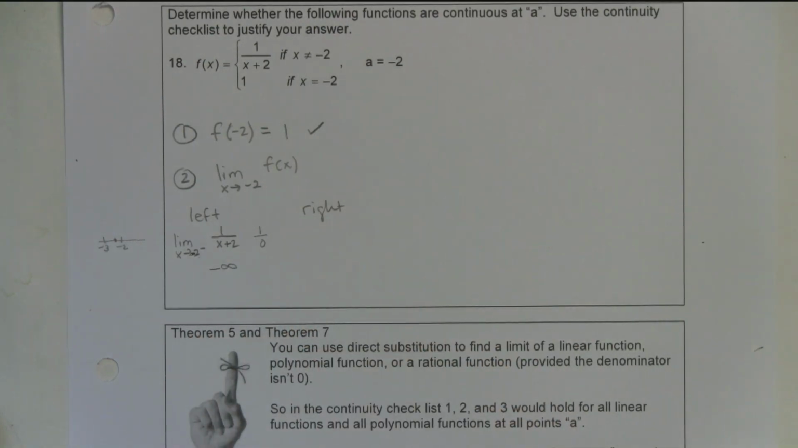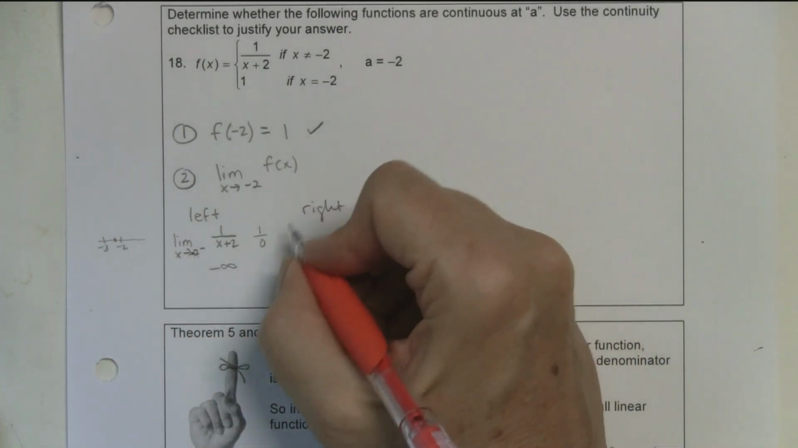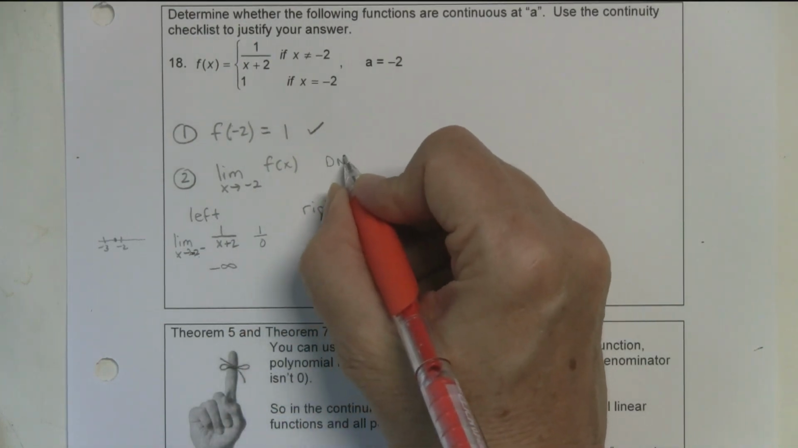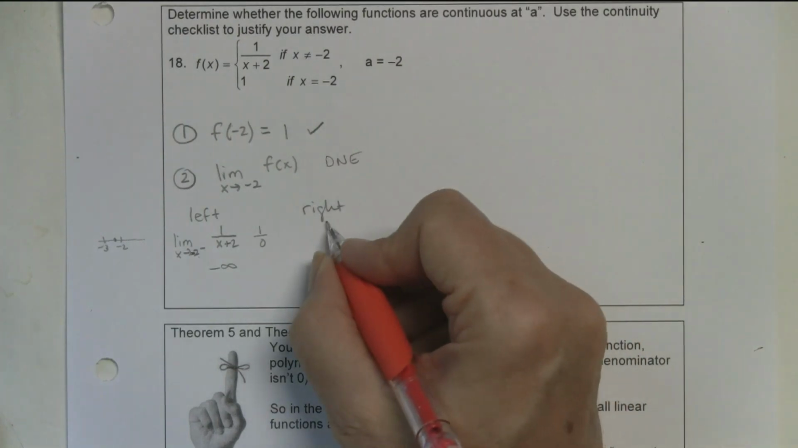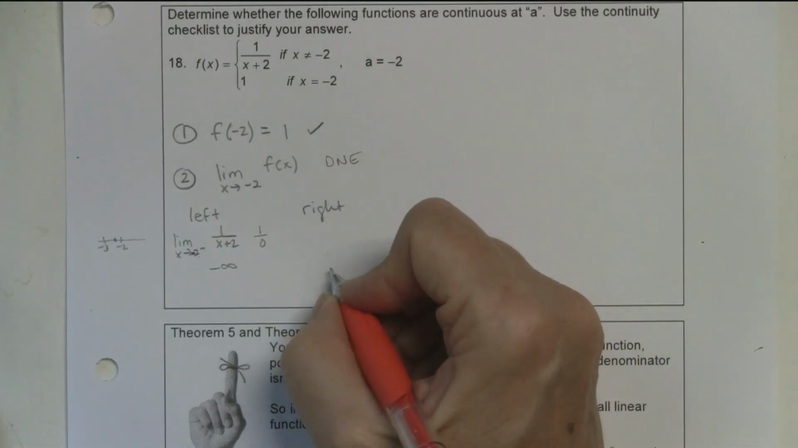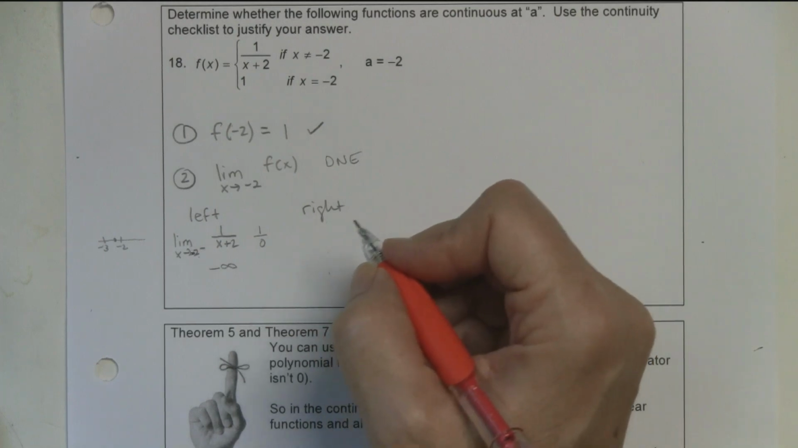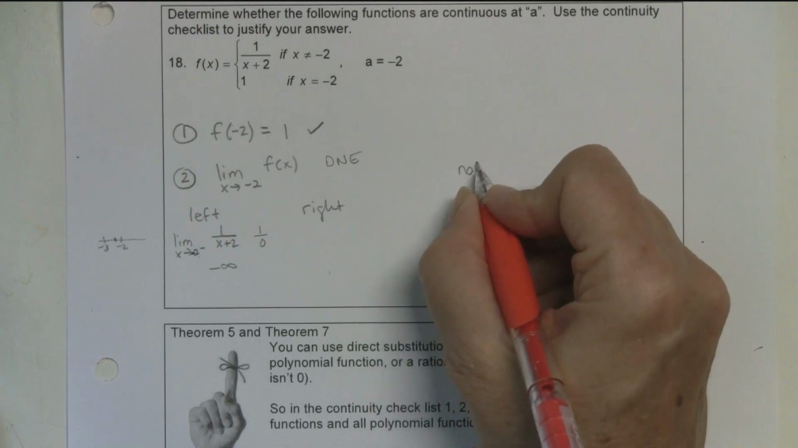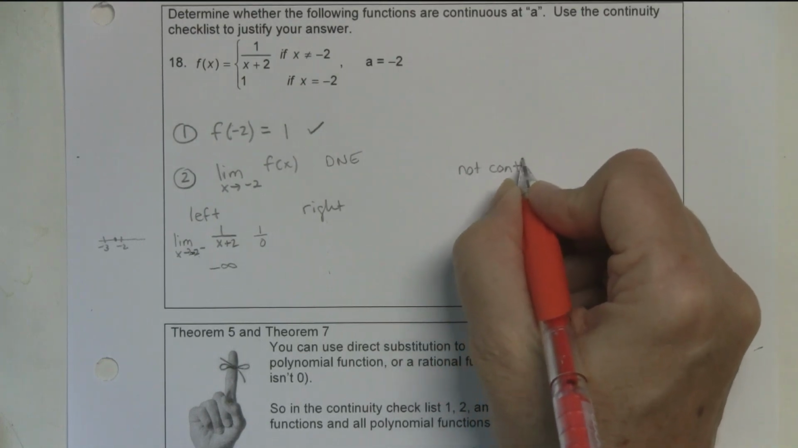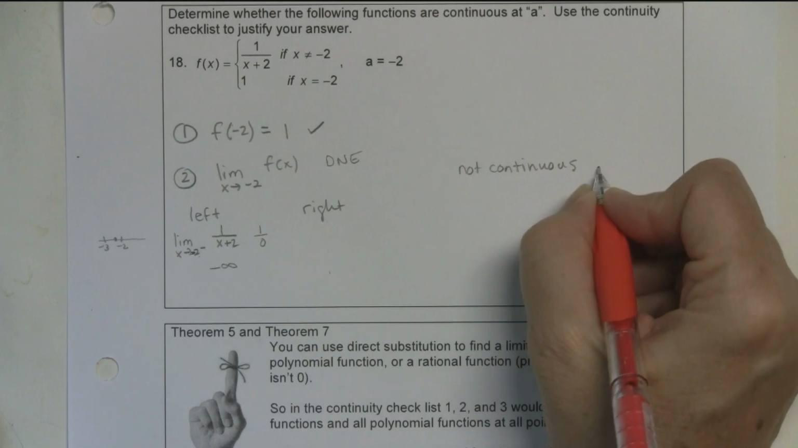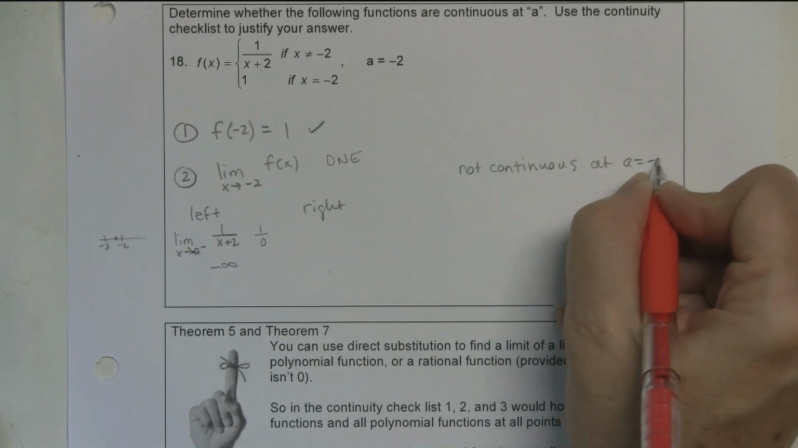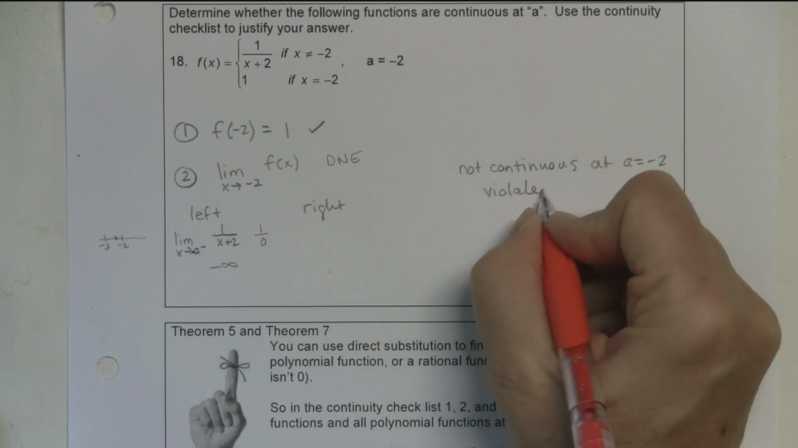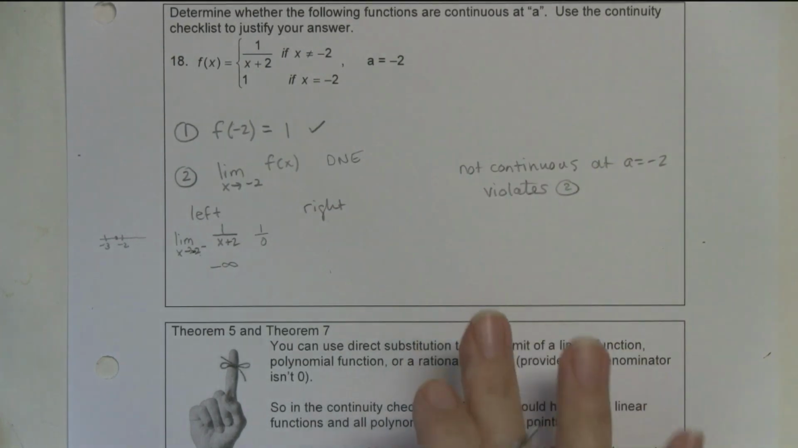I actually didn't care which one it was going for, because right the minute that this is negative infinity or positive infinity, I know this does not exist, right? Now, this could also be negative infinity, and I wouldn't care because it has to exist. And so I'm going to say that this is not continuous at A equals -2, it violates number 2 in the continuity checklist.